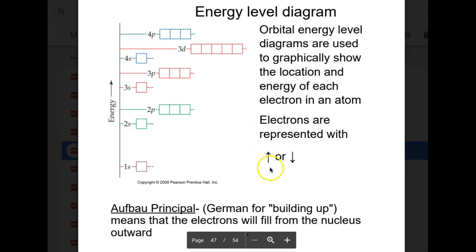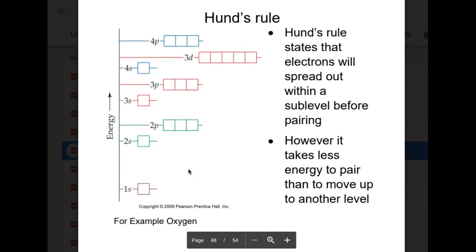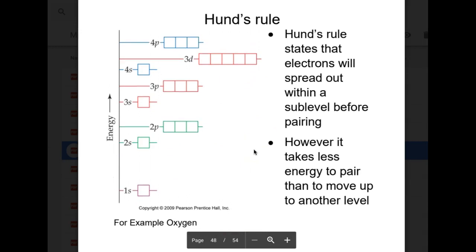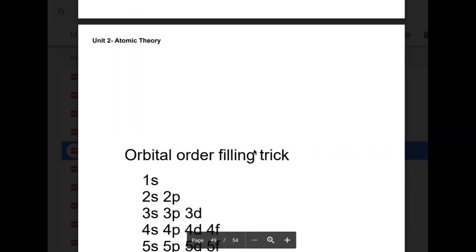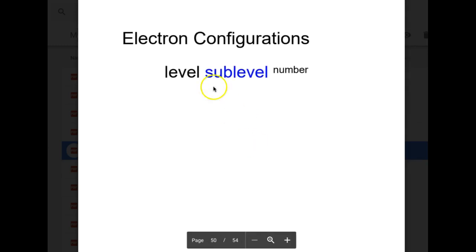And so you need to know upspin, downspin notation, as well as Aufbau and Hund's rule. All right, so make sure that you know and are proficient at filling in those upspin, downspin vector arrows for the electrons. And that is it. So the electron configuration is the level, sublevel, and the number of electrons that appear in that sublevel.